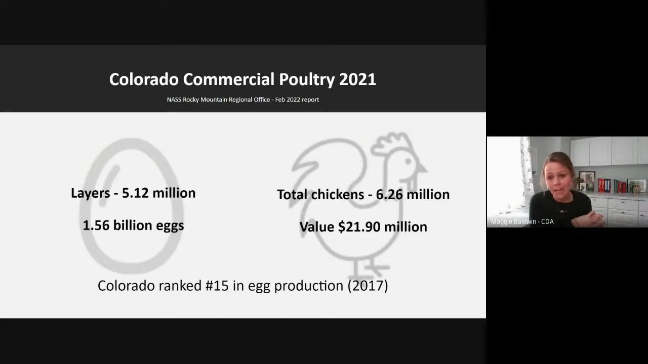So we had 5.12 million layers in Colorado that produced 1.5 billion eggs in 2021. And for total chickens, and that includes our breeder broiler operations, it is 6.2 million total chickens and a value of 21.9 million. And from 2017, this is NASS 2017 data, Colorado ranked number 15 in egg production.